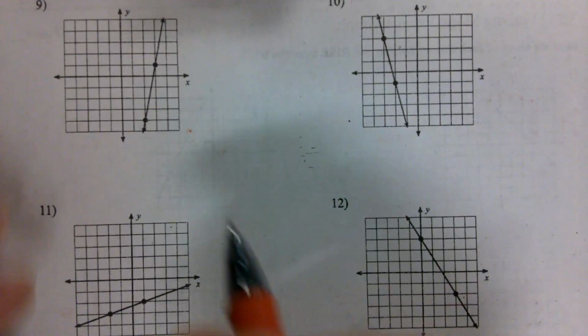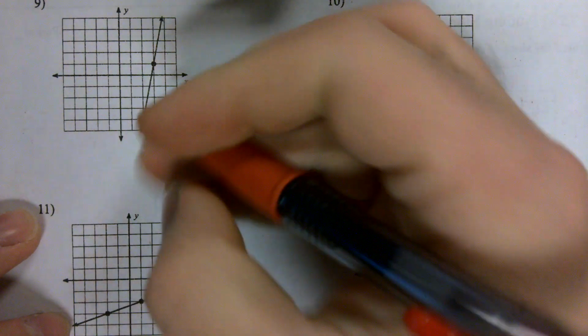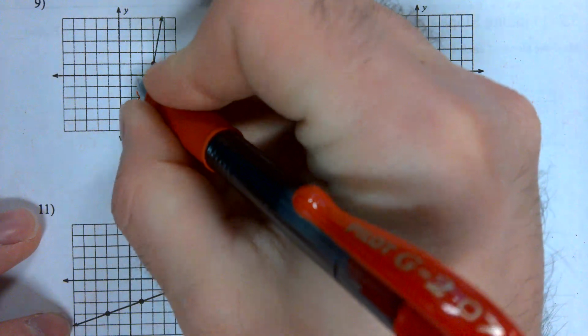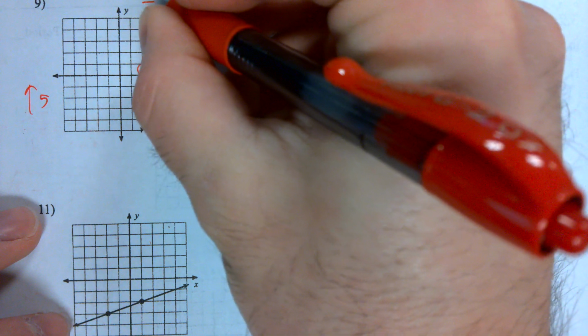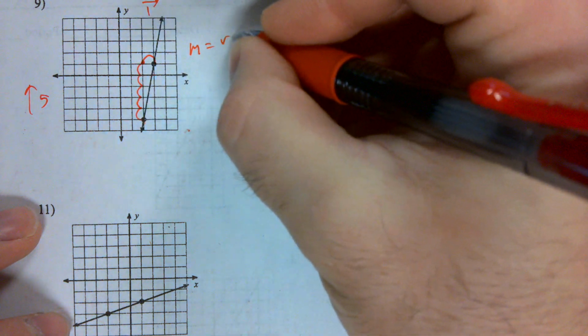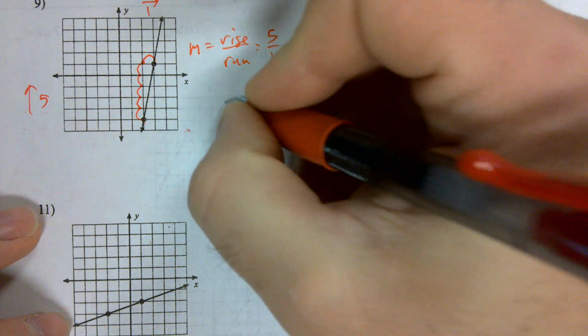Quickly flipping over to the back here just so we can make sure all of our work is correct. Number 9, I'm going to start on the left. Here it is. I'm rising up 1, 2, 3, 4, 5 spaces up. I'm running over 1 to the right. So my rise over run is 5 over 1.